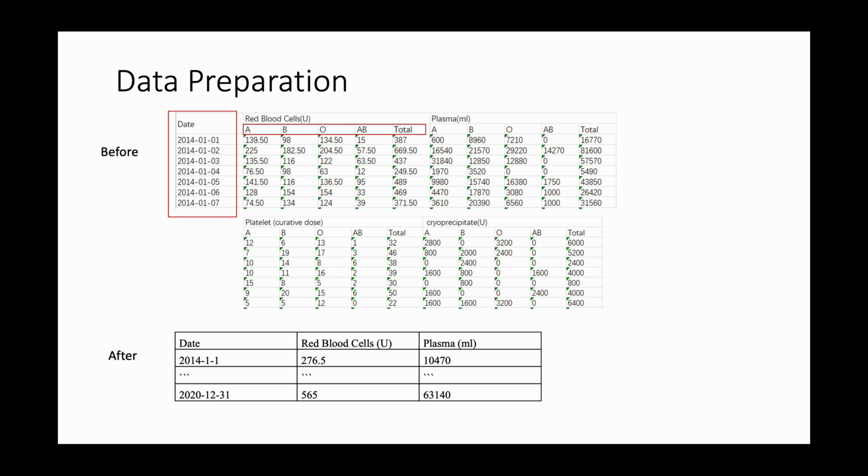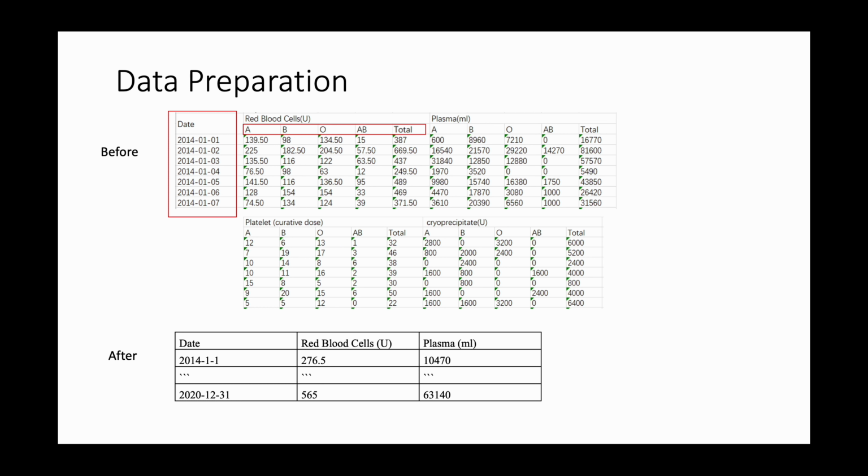Let's take a look how the blood data look like. The data is in time series format. The original data set recorded different blood products. We have red blood cells, plasma, blood platelets, and cryo. Each of the blood products are also divided into 4 blood types, A, B, O, and AB. Also include a total amount of 4 types of blood. Each data point was recorded every day from 2014 to 2020.